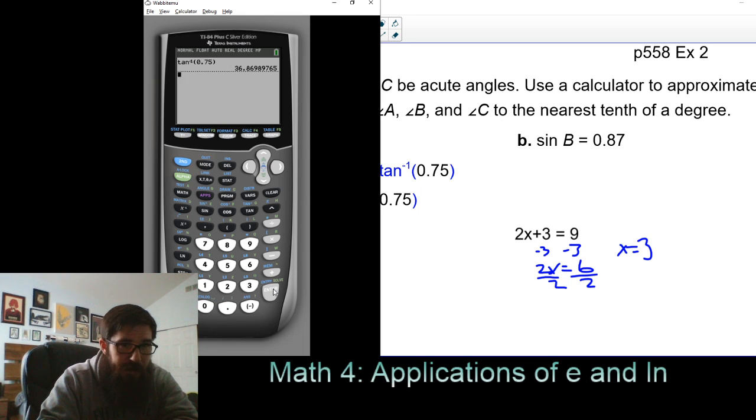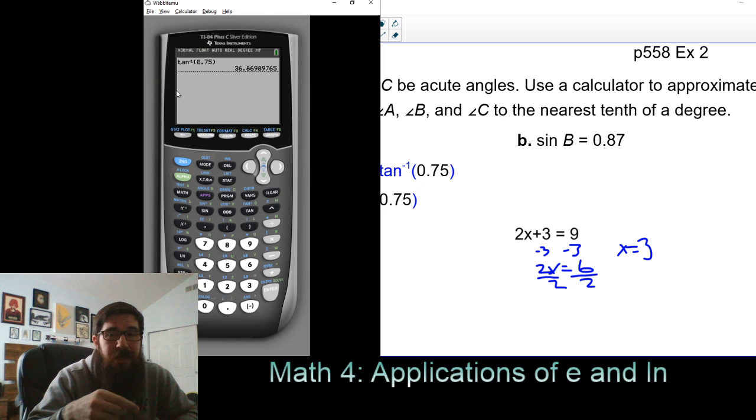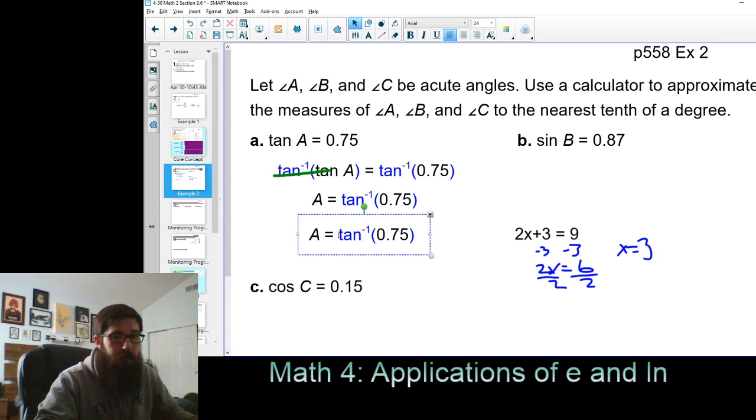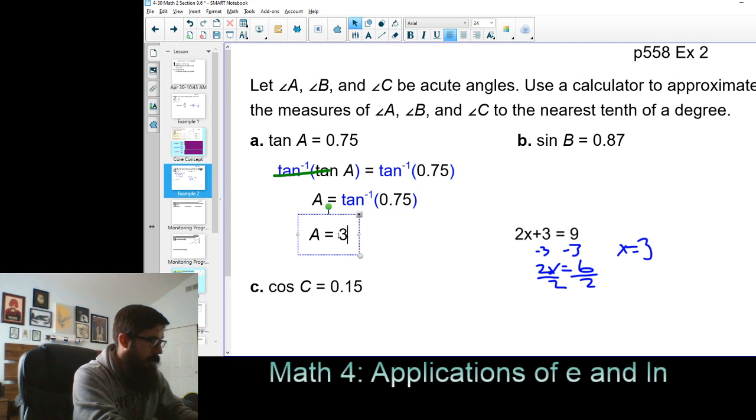So what that means is this answer, it's asking to the nearest tenth of a degree. We just found the measure of the angle at 36.869. Well, if I round to the nearest tenth, that 6 is going to tell me to bump the 8 to a 9. What's A actually worth? What do we just say? 36.9 degrees. So let me write 36.9 degrees.